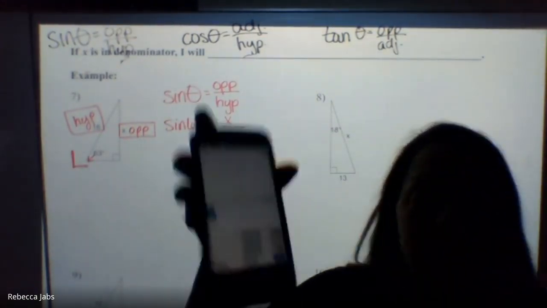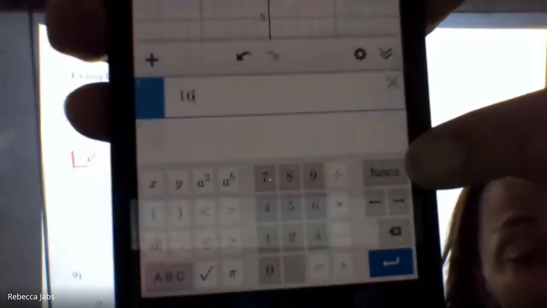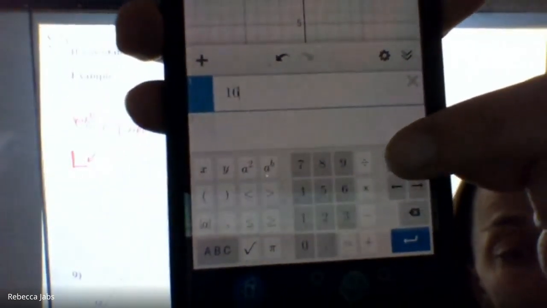But please remember, if you are using your calculator like I am to get to your sine, cosine, tangent, it's really easy to hit this function button right here. If you hit that function button, all those options should pop up.